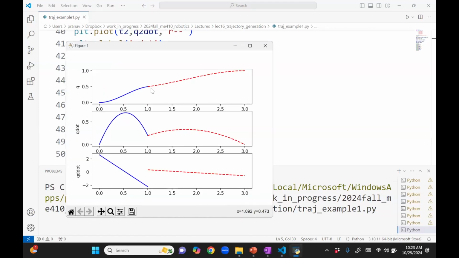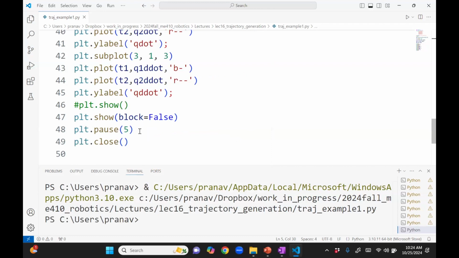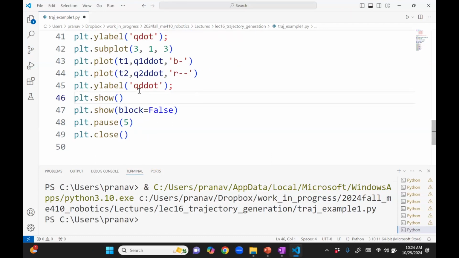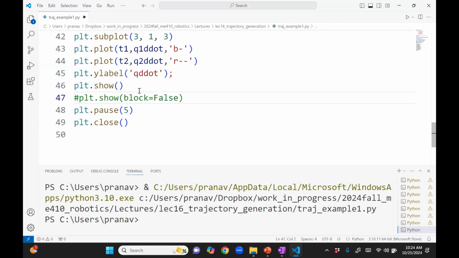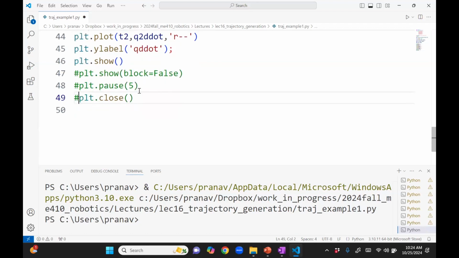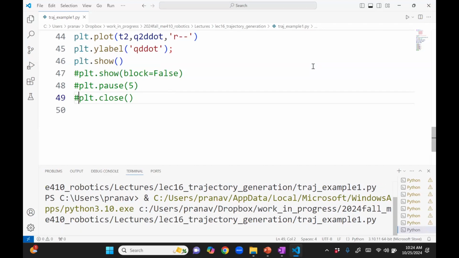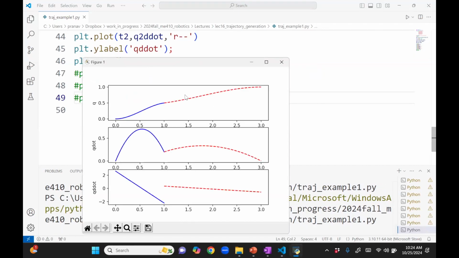Okay, so here, position is continuous. Velocity, we said it's 0.2, so it looks continuous. Let me just put this so it will not close. Okay, so position, for example, is continuous, not surprising. Velocity wanted to be continuous, but you can see that there is a kink here.